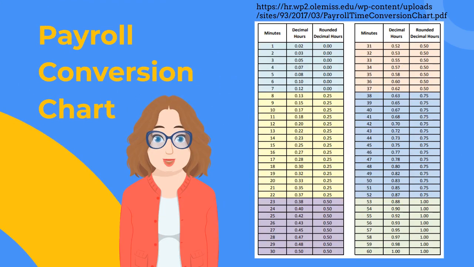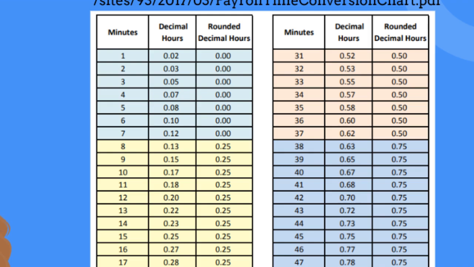You could also use a payroll conversion chart such as this one. Let's take a look. The first column shows the actual minutes, the second column shows the conversion to decimals for the 100th hour values, and the third column shows the quarter hour system where you round to the nearest 15 minutes. So, let's say the employee worked 8 hours and 16 minutes, he would be paid for 8 hours and 15 minutes, and the decimal value is 0.25.